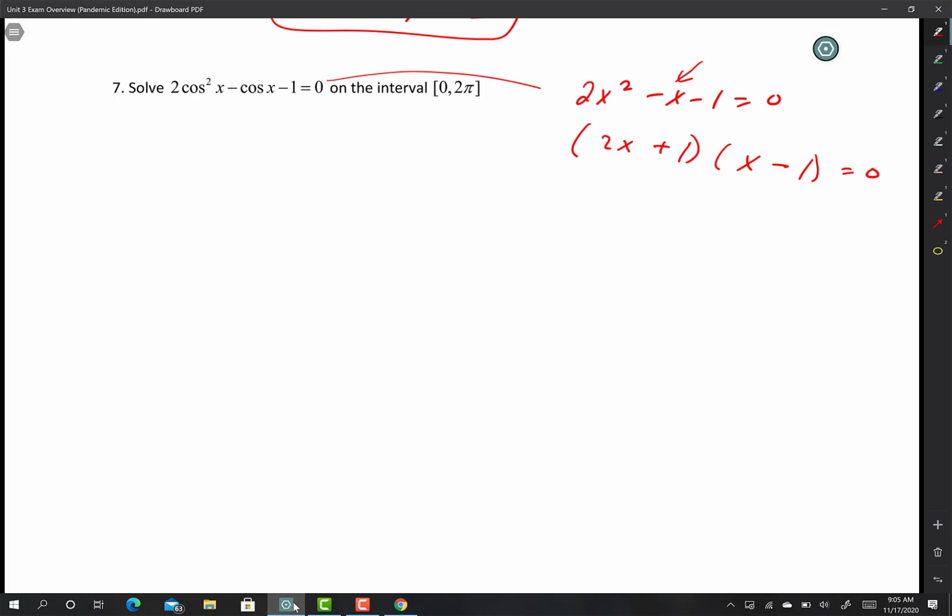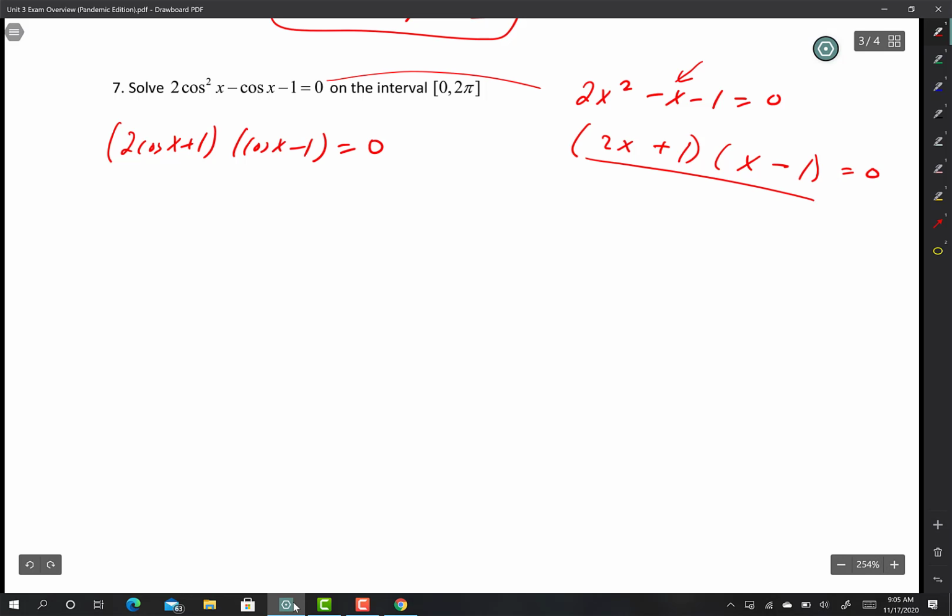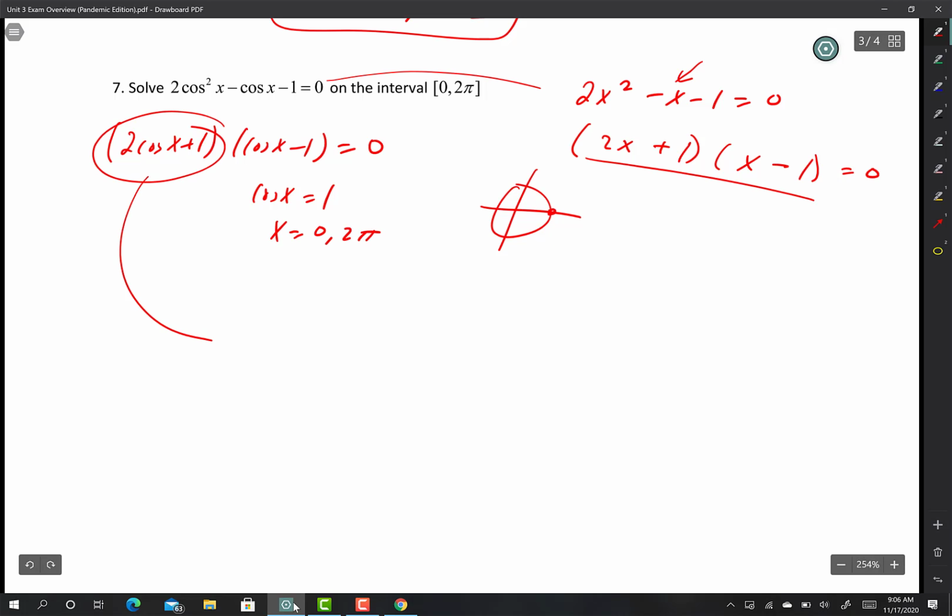And it's the same thing, guys. If these are your factors for the 2x squared minus x minus 1, then those are your factors for the 2 cosine squared minus cosine minus 1. So it's going to look like this. 2 cosine x plus 1, cosine x minus 1. See? And then we just solve. So where does cosine x equal 1? Well, cosine x equals 1 at 0 and at 2 pi. So those are going to be part of my solutions. And then we do this one.